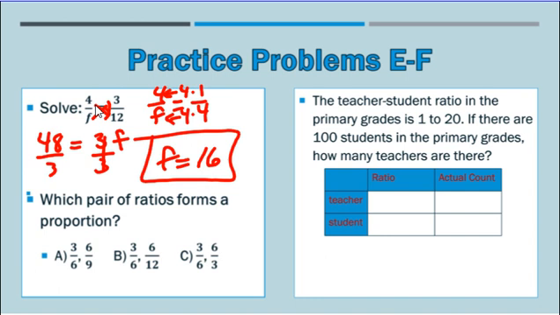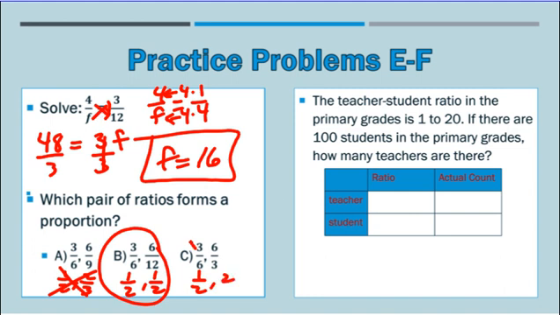Which pairs of ratios forms a proportion? Which means which two fractions equal each other? So if I were to look at A, 3/6 is 1/2. 6/3, I can divide by 3/3, which would give me 2/3. Those are not equal. 3/6 is half. 6/12 is half. They are proportional. 3/6 is half. 6 divided by 3 is 2. They are not proportional. So B is our only pair of ratios that form a proportion.